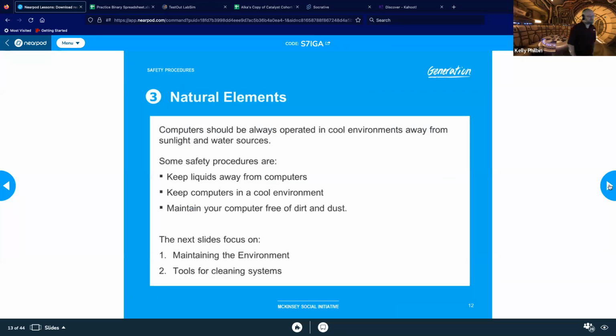Beyond that, now we're going to talk about natural elements. So the environments in which we keep our computers, we should never keep them in places where they should be in direct sunlight. Obviously, they don't particularly like water unless they are designed for that. Some procedures that we want to keep in mind: keep liquids away from computers.